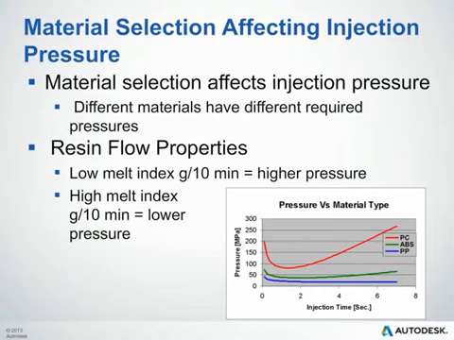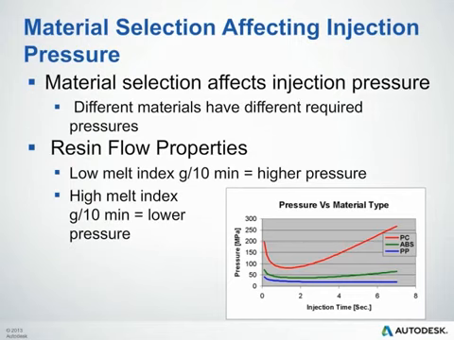And one way we can help guide us in looking at different grades and between different materials is maybe by using that MFR number, that melt flow rate number. That is not used by the solver, but it does give you an indication of a higher viscosity material versus a lower viscosity material.